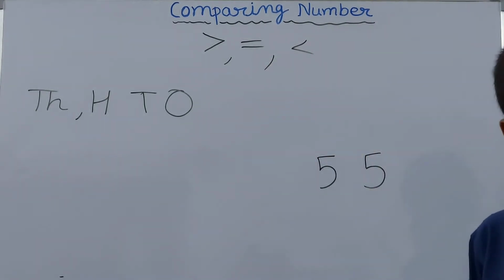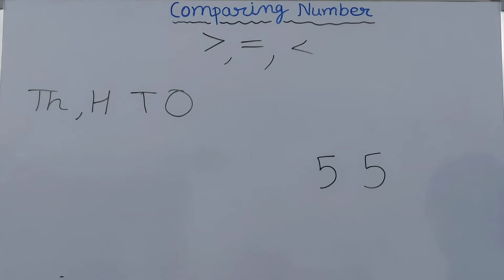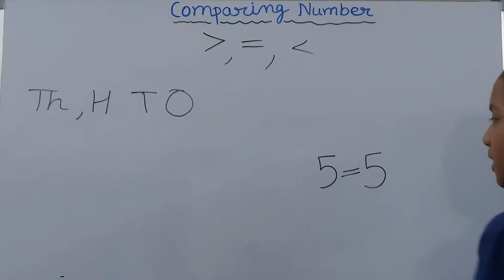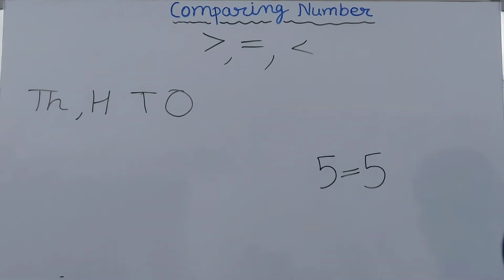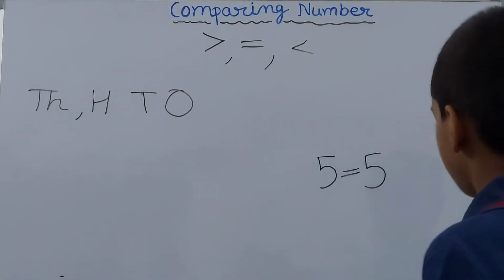This is the equal to symbol. We understand by its meaning also that the equal to symbol can be used here when your numbers are equal. So 5 and 5 both are the same and equal. So this equal to sign will come over here. Friends, now let's see with some big numbers.